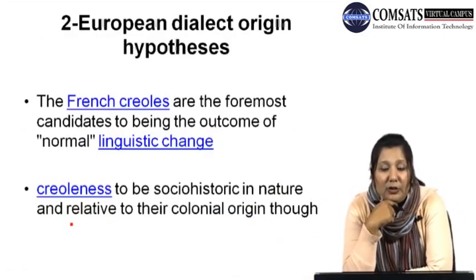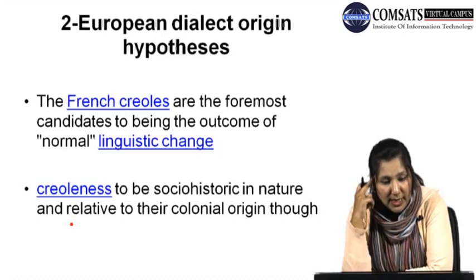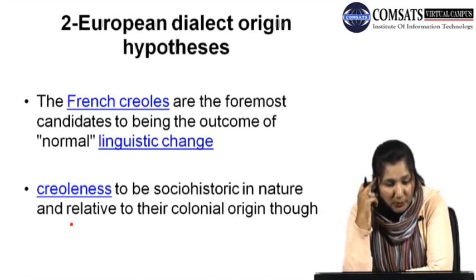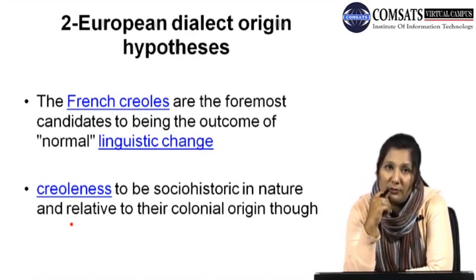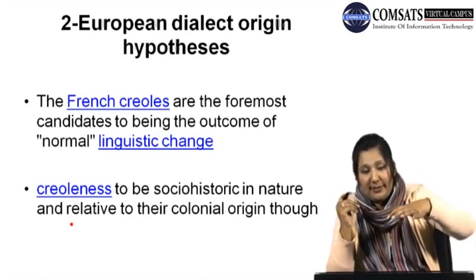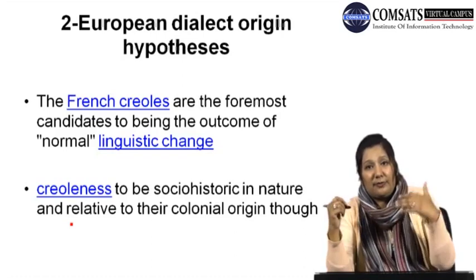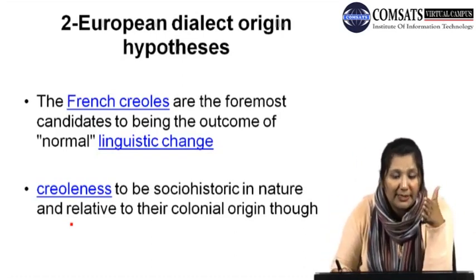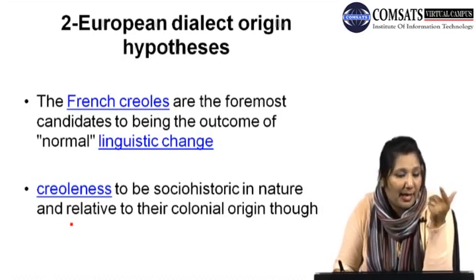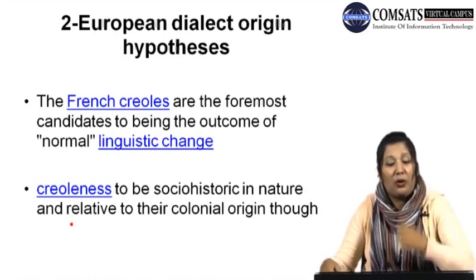Second is the European dialect origin hypothesis. Let's see what this theory says. The French Creoles are the foremost candidates to being the outcome of normal linguistic change. When they talk about these Creoles that are particular to France, they say they are the foremost candidates to being the outcome of normal linguistic change. They are perhaps the first ones who are going to be affected by the change that is happening. This European dialect origin hypothesis also defines creoleness.